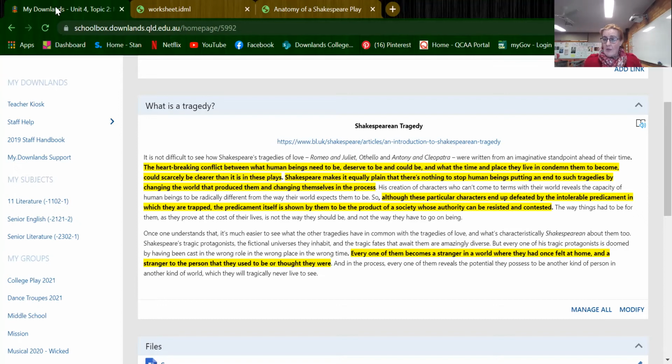And then finally, when we're looking at a character who is ultimately untethered by the end of the story, certainly that's true of King Lear being studied by our literature students, but so too is it true of someone like Lady Macbeth, that last highlighted point. Every one of them becomes a stranger in a world where they had once felt at home, and a stranger to a person that they used to be or thought they were.